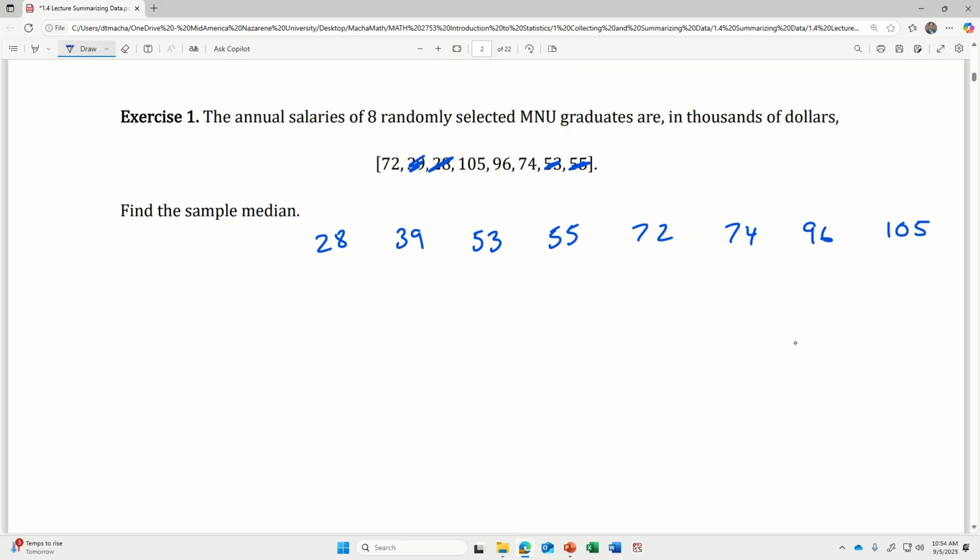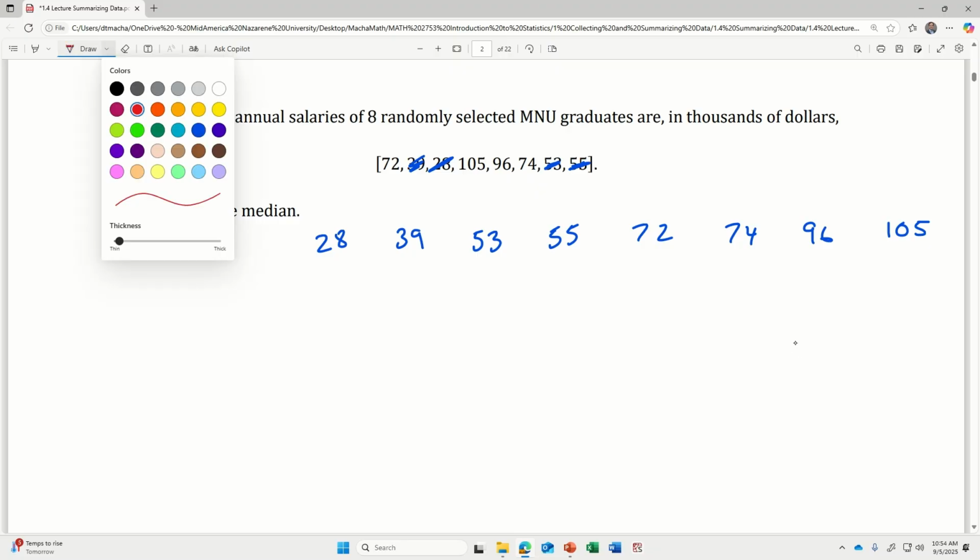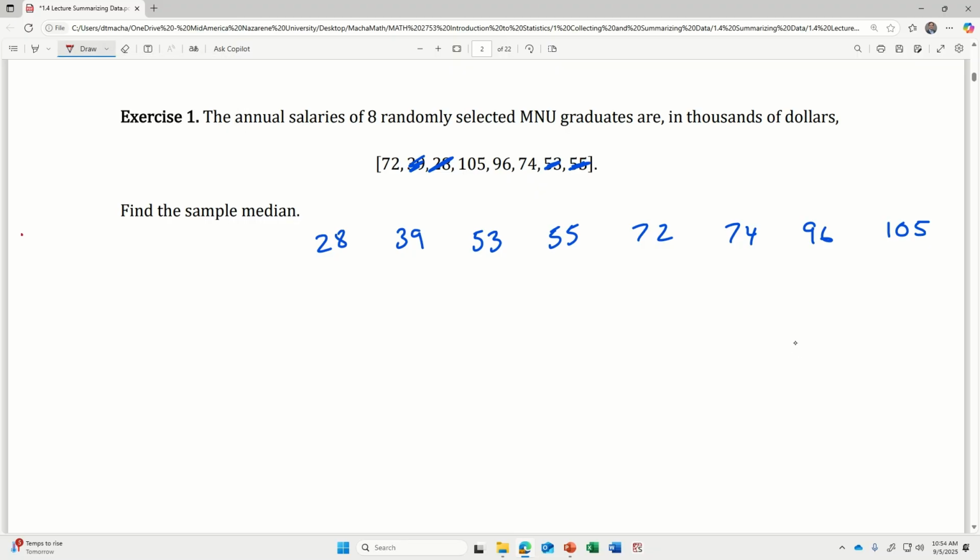Okay, cool. Now that they're in order from least to greatest, now I can find the median. So scratch off one from the bottom and one from the top. And one from the bottom and one from the top. What do I do if I have an even number in my sample like this? Yeah, I just find the midpoint.